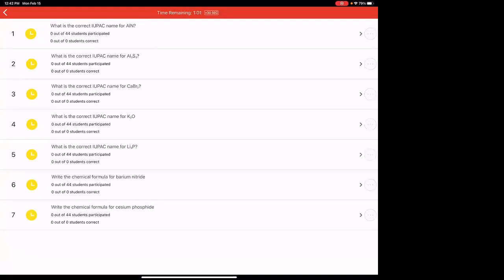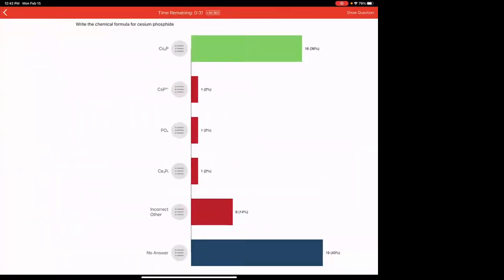Okay, make sense? So it would be Cs1 and then P3. Be careful. How many cesiums do you need to balance the charge on the phosphide, the P with a 3- charge? You need 3. Yeah, so the 3 goes under the cesium, doesn't it? Yep, then you got it. So you're going to end up having a Cs3P. I think that's what the answer is. Yep, sure is.